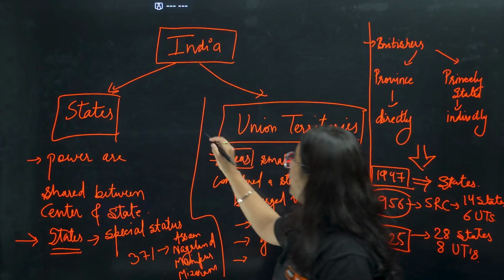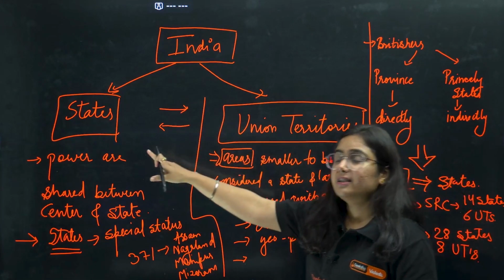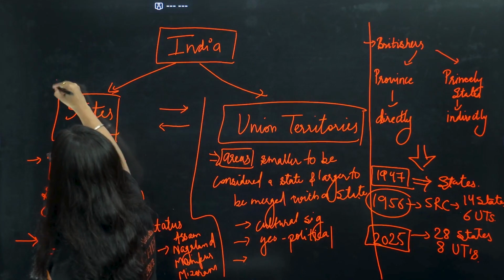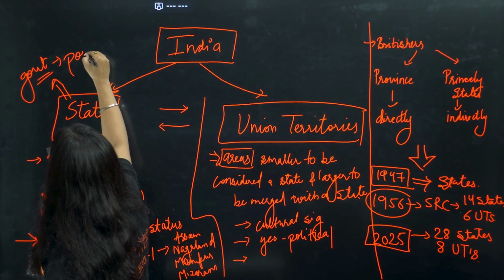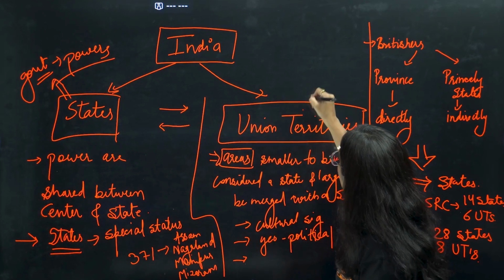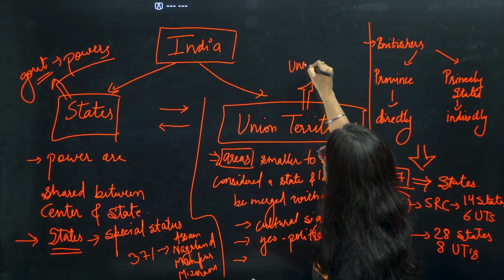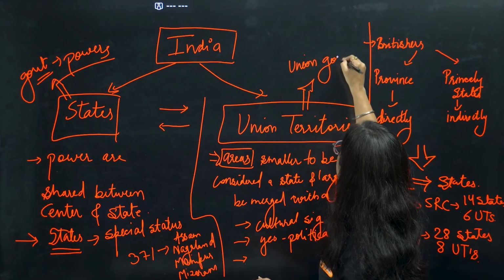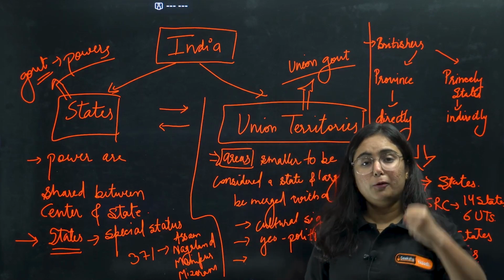Now you might be wondering, ma'am, what is the difference between state and UT? A state has its own government, and the powers are shared between center and state. Get my point? However, union territories come under the command of the union government only, because they are referred to as union territory. It's the territory of India.